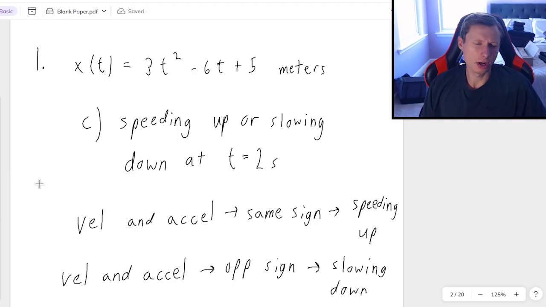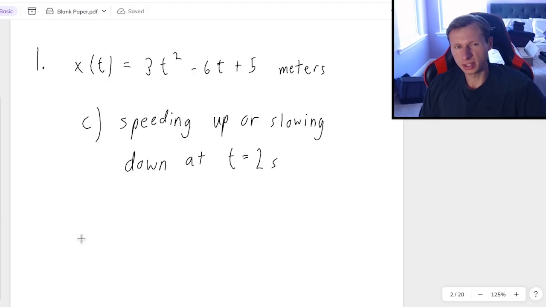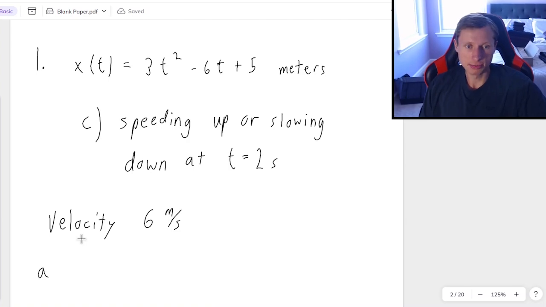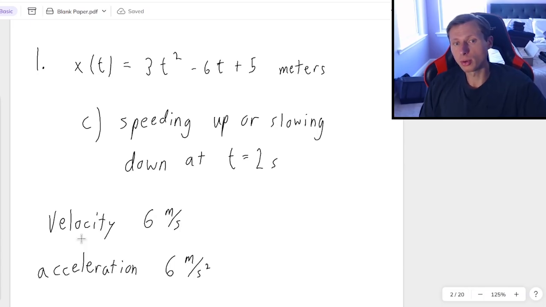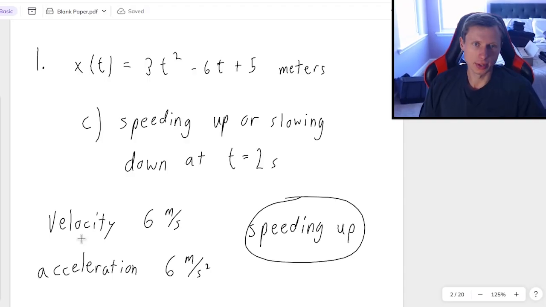And so how do we know if it's speeding up or slowing down at 2 seconds? Well, we're basically going to take our answers from parts A and B. The velocity at 2 seconds was, if you remember, 6 meters per second, positive. The acceleration was also positive 6. What a quinky dink. And since they are both positive, it is the same sign, therefore speeding up at 2 seconds. And there we go. That's it for this question.